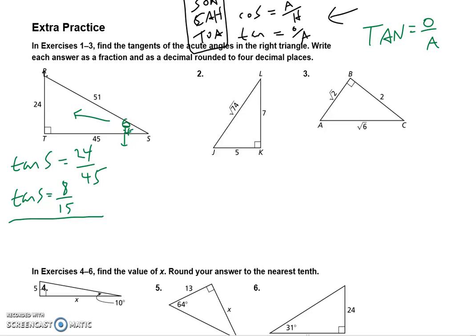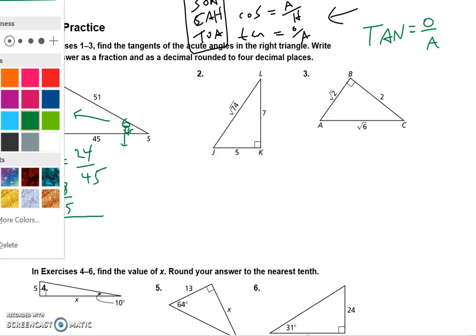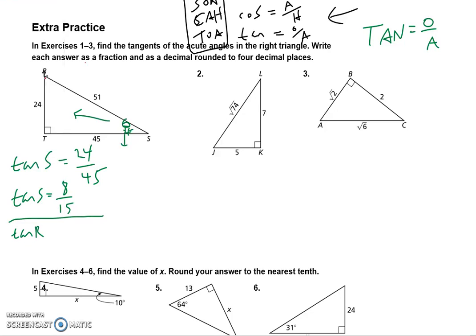Okay, if we did tangent of R, let's switch color to that. Tangent of R would be in this corner. So now opposite is 45, so tangent of R is 45 over 24, which reduces to 15 over 8.